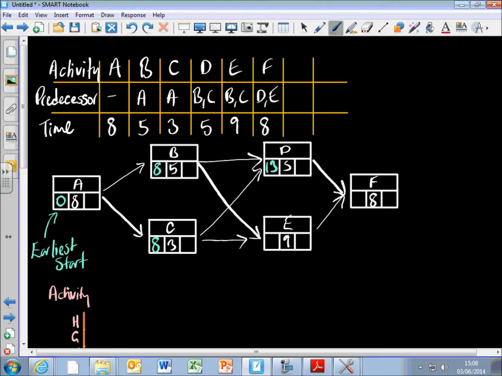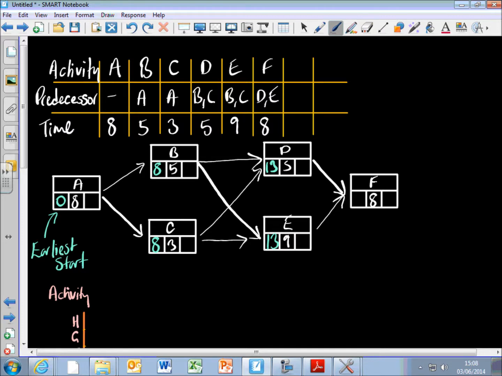So what I generally do is I add up the two numbers, 8 add 5 is 13, add up the two numbers, 8 add 3 is 11, and I pick the biggest because D is reliant on both of them being done. If I couldn't start on day 11, I'd have to wait till day 13. And it's going to be the same for E. That's going to be 13 there because it's reliant on B and C as well.